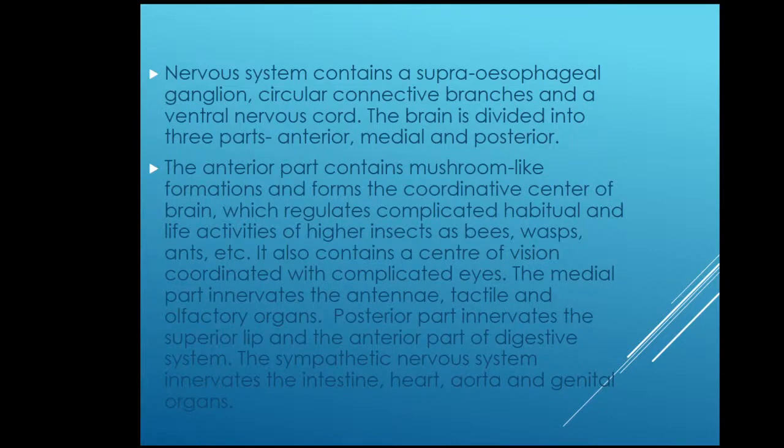The nervous system of Insecta contains a supraesophageal ganglion, circumesophageal connectives, and a ventral nerve cord. The brain of Insecta is divided into three parts: anterior, medial, and posterior. The anterior part contains mushroom-like formations and forms the coordinating center of the brain, which regulates the complicated habits and life activities of higher insects such as bees, wasps, ants, and others.